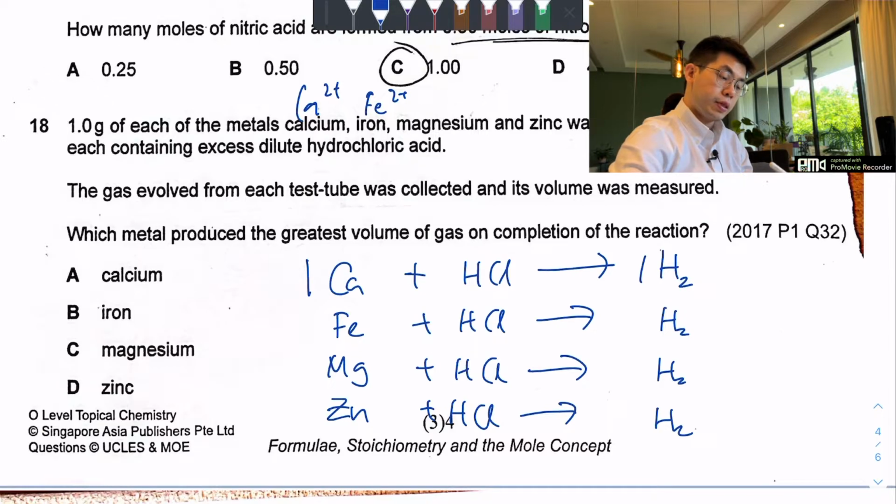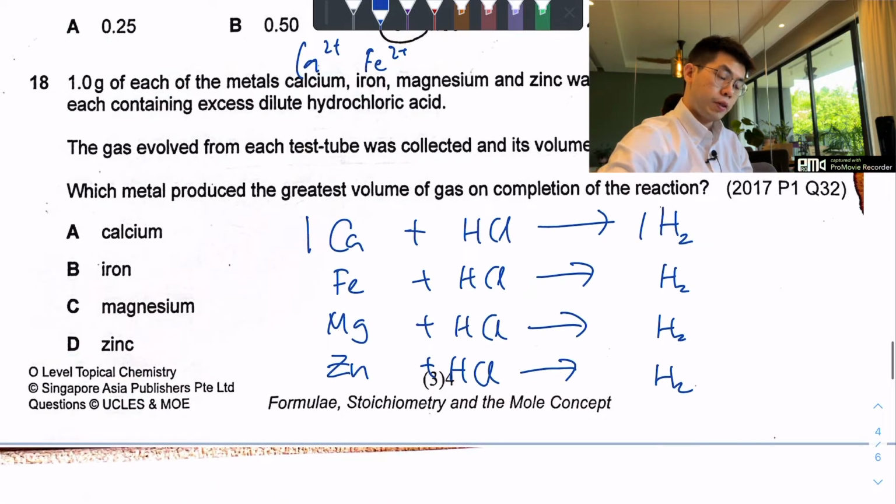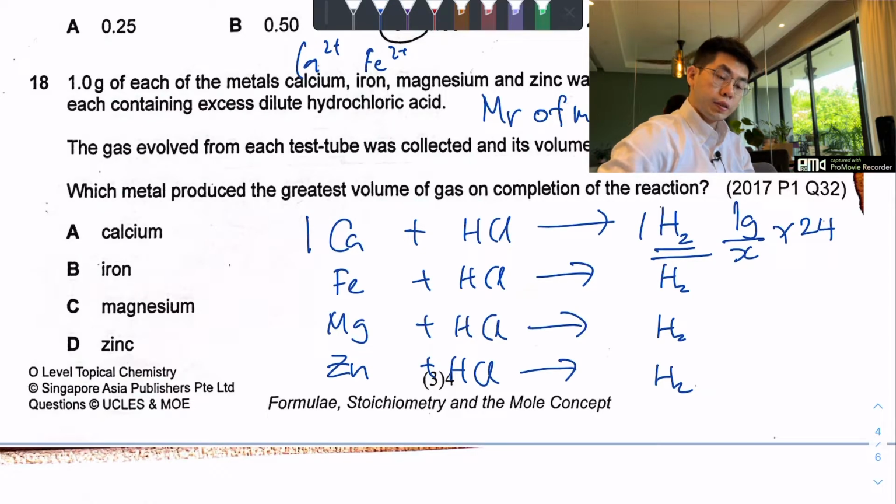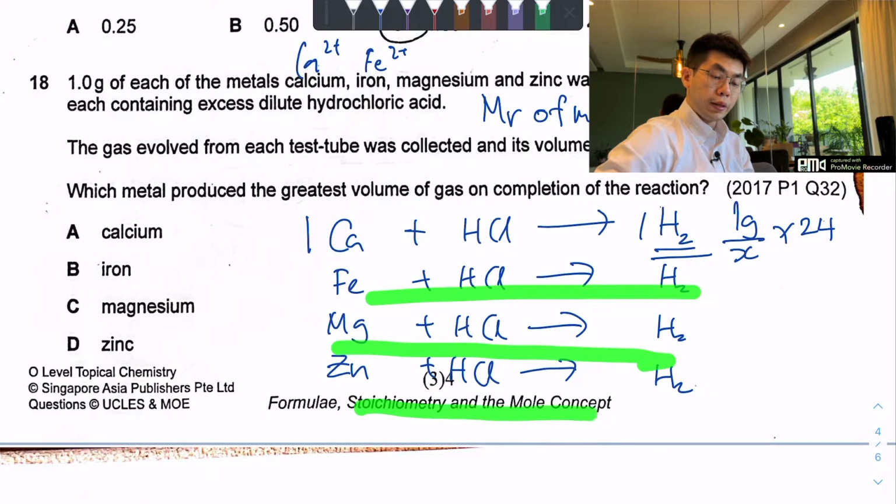So let's say the MR of the metal is X. And we all start with 1 gram. So what is the volume of gas formed? The volume of gas formed would therefore be 1 gram divided by the MR, which is X, right? And since the mole ratio is 1:1, you will times the volume, which is 24. So this is the volume for all of the gases, and you realize that it will be the same equation for all 4 metals.